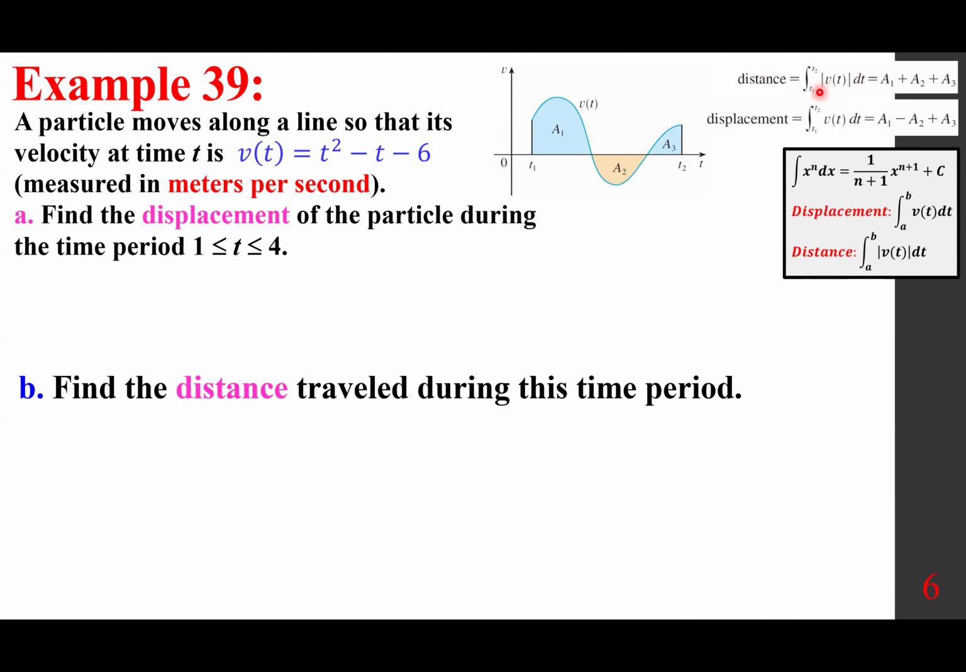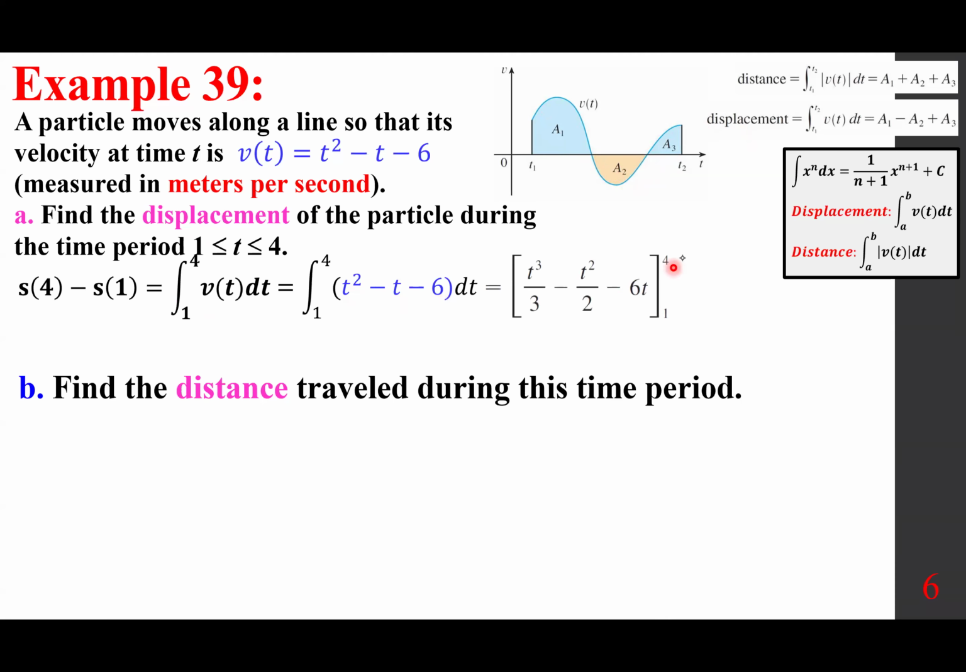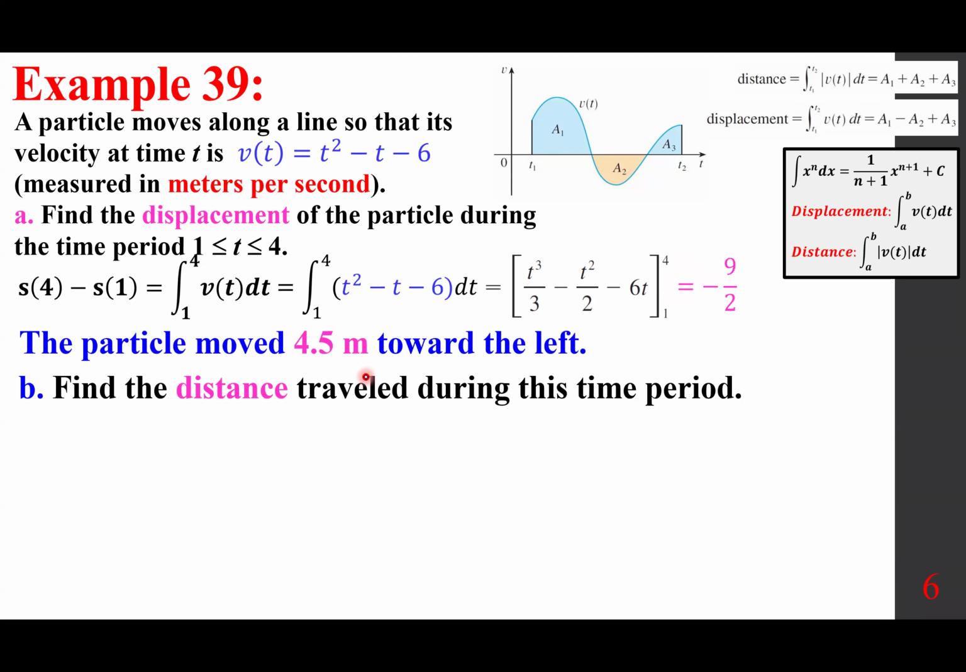As I mentioned, for the distance you're going to add all of them, A1 and A2 and A3, but for the displacement A1 and A3 add up, but they have to subtract A sub 2 because it's on the negative side. So in short, S sub 4 minus S sub 1 is simply the integral of v of t dt from 1 to 4. So you plug in 1/3 t cubed minus half of t squared minus 6t, evaluated from 1 to 4. I'm going to leave it for you to show that it's -9/2, meaning the particle moved 9/2 or 4.5 meters towards the left.